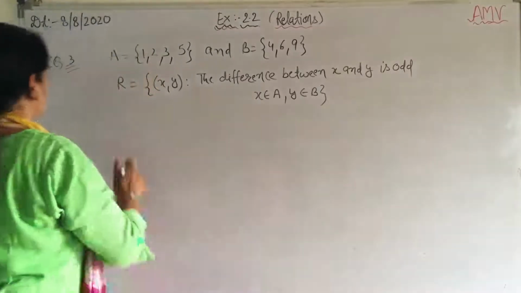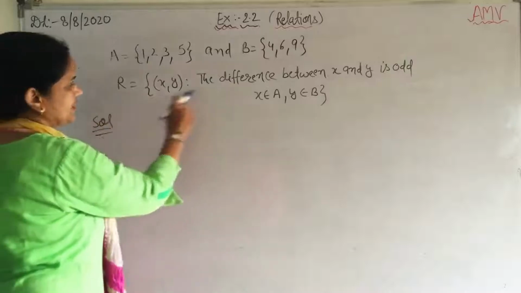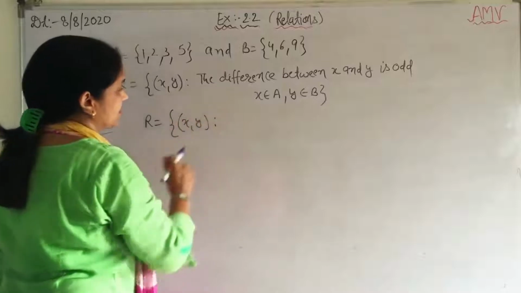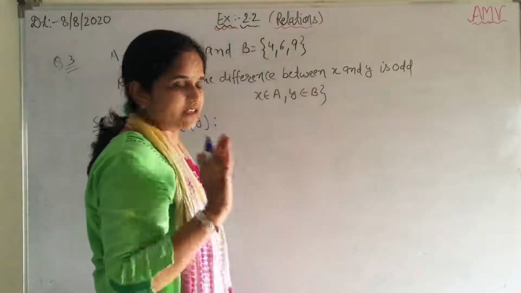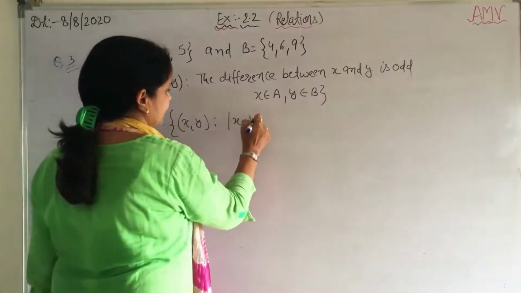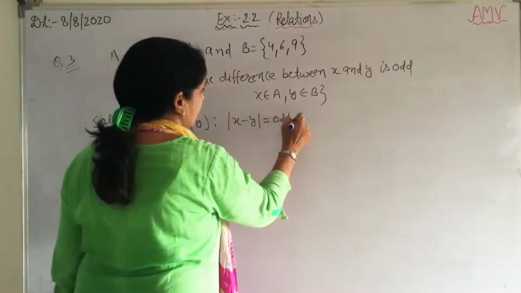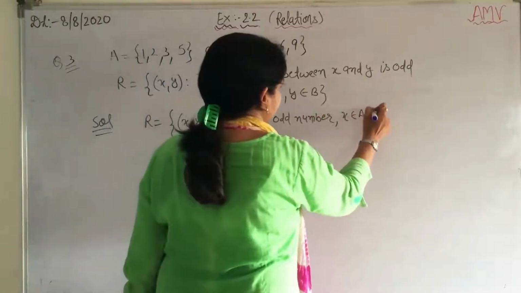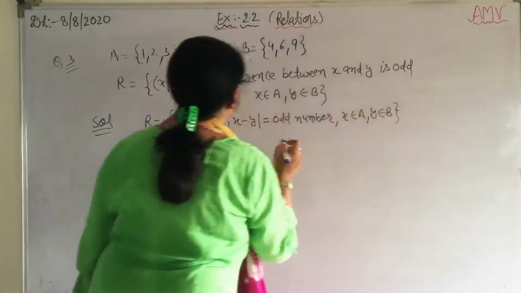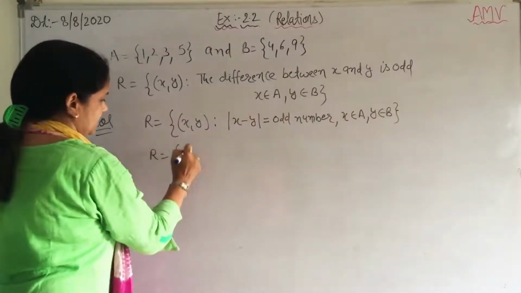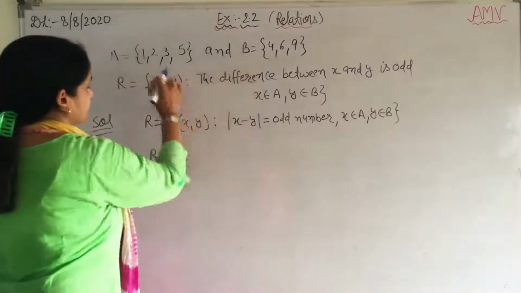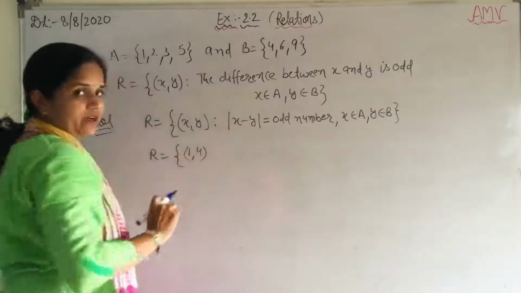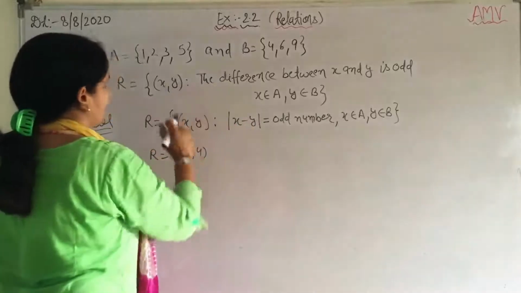Okay, listing method. So first we define the relation. Here R is given as the set of (x, y) such that the difference between x and y is odd. So we can write here x minus y is an odd number, x belongs to A and y belongs to B. And now write the relation in roster form. Okay. So 1 will relate to 4 since 1 minus 4 is 3, 3 is an odd number.